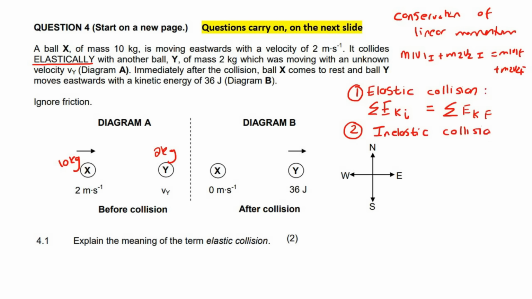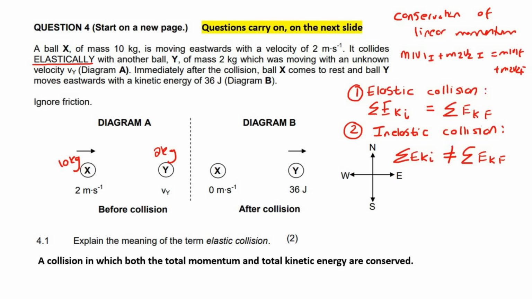And then we get an inelastic collision, and this is just the opposite. This is where the sum of all the kinetic energy initially is not equal to the sum of all the kinetic energy final. So those are the two main collisions we get. And so there is the definition of an elastic collision. It is a collision in which both the total momentum and total kinetic energy are conserved. Here I was only talking about the kinetic energy. I didn't talk about the total momentum because in both of these types of collisions, the momentum is always conserved.